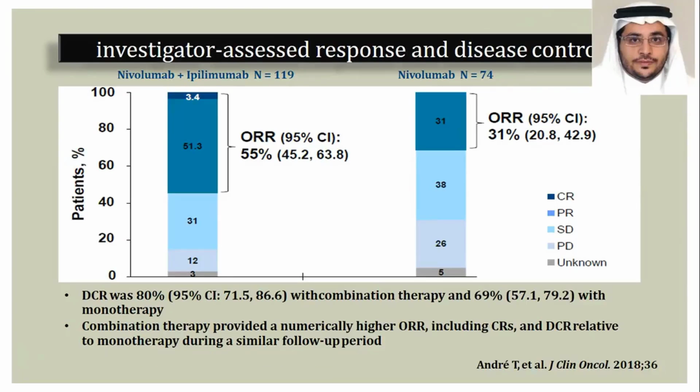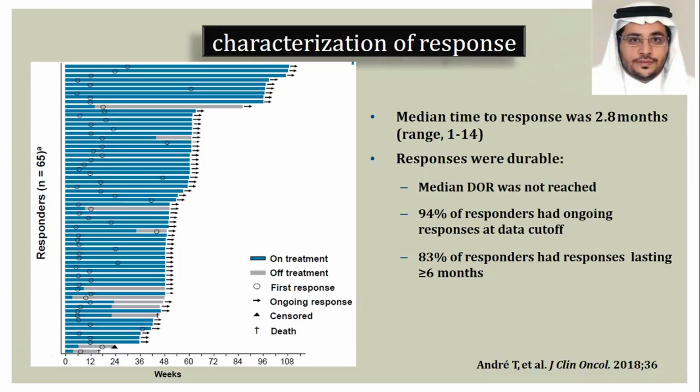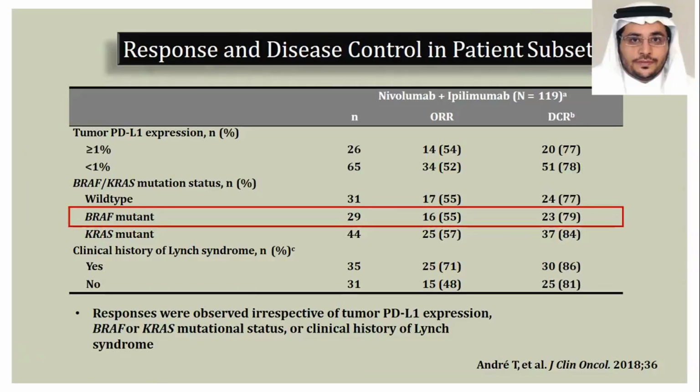If you look at the overall response rate, it is 55%, and if you compare it to the nivolumab arm before, it was only 31%. So the combination therapy adds more. However, in terms of toxicity, we're going to discuss this later on. Again, the duration of response was not reached in the analysis of this trial, and 94% of the responders had an ongoing response. Very importantly, even the BRAF patients seem to respond. Even those with KRAS mutation, wild type or mutant, still respond to the combination therapy.